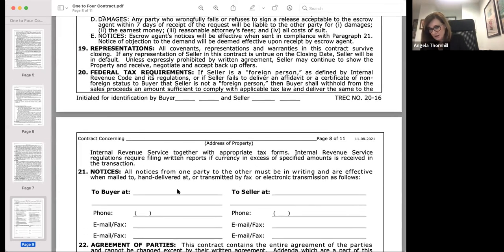Okay, foreign tax requirements. Sometimes if the seller is foreign, there is some additional documentation that has to be signed. FIRPTA is what it's called. So just be aware of that.